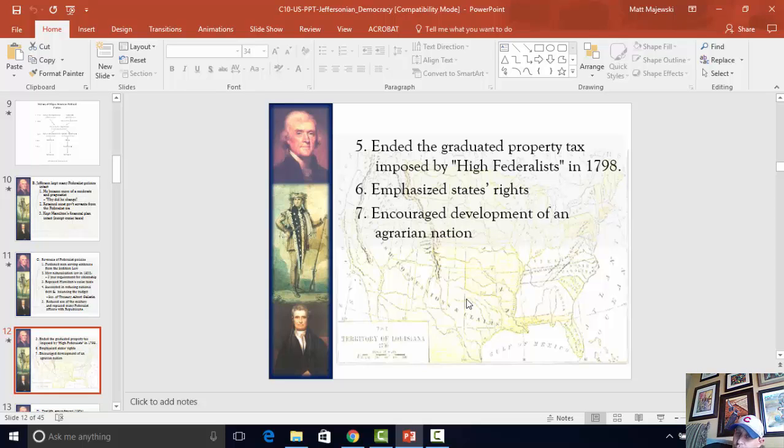Lastly, he really encourages the development of agriculture. An agrarian nation is an agricultural nation. He's a Southerner. He's a plantation owner. He believes this country was founded on agriculture as it was. And he believes that agriculture is our future. It's what we're going to continue to be in the future as well. So he wants to encourage an agrarian nation, agriculture first over industry.